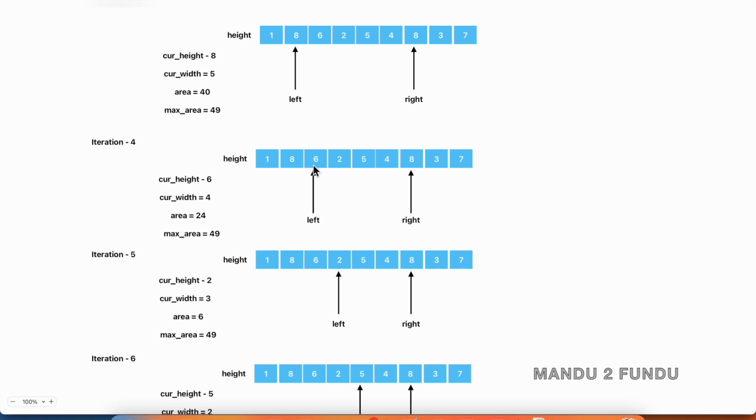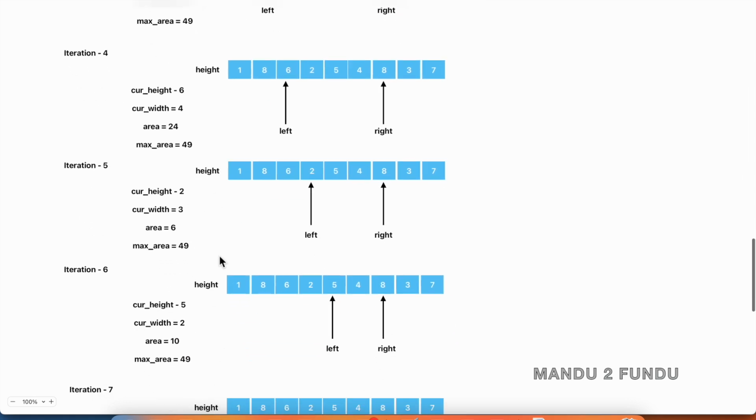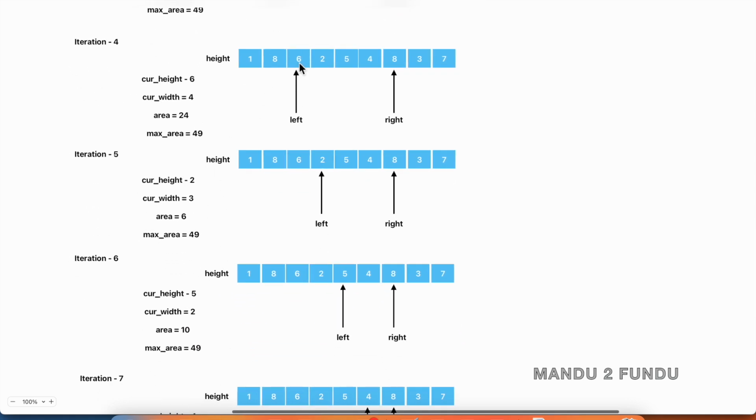And I repeat that process, comparing the heights, and choose the lesser value, so in this case 6, and then the width will be 4, the difference between the left and right, the area is 24, which is also less than 49, so we are not updating the max area. Then we choose the lesser value. This time it is pointed by left, so we are advancing the left pointer. Now it is pointing to 2.